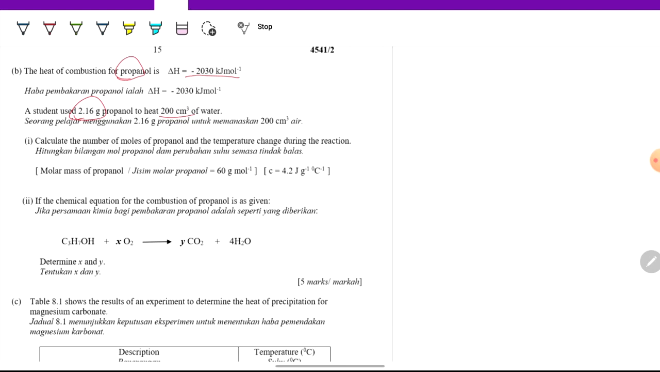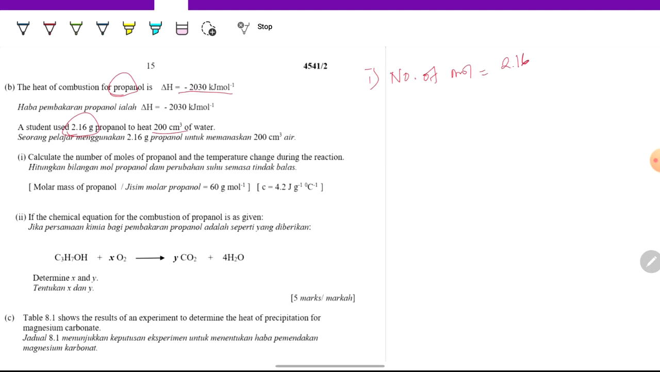Then calculate the number of mole for the propanol, and the temperature change during the reaction. So here we can calculate the number of mole first. Given to you is the mass of the propanol, 2.16. The molar mass for the propanol is 60. So use your calculator, you get 0.036 mole.